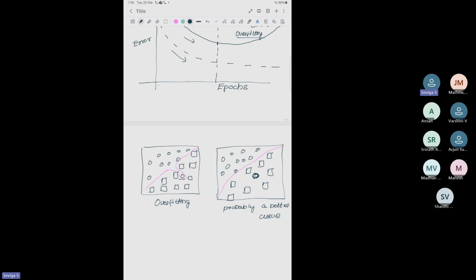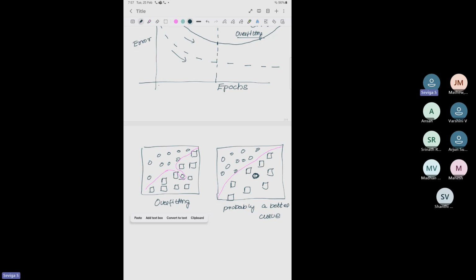Since the circular point is isolated and no similar points exist nearby, we can infer that the future points in this region also will be in the square category. However, with more data, we can get better conclusions. So this is how overfitting looks, and this is how the normal trend would be.